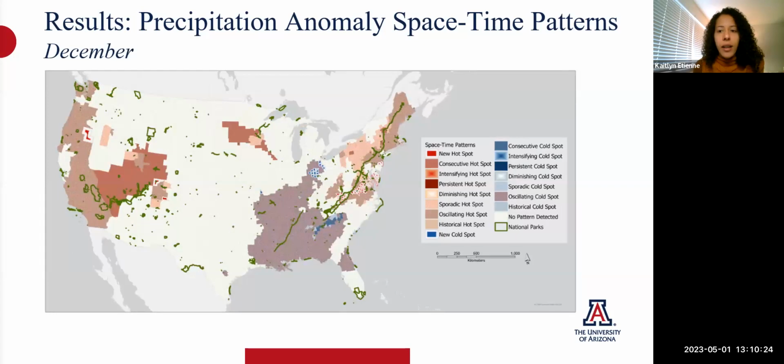And then finally, looking at December precipitation anomalies, I saw a large area of consecutive hotspots showing up in parts of the Southwest, which is right here. So these included Zion National Park, Glen Canyon, Dinosaur National Monument, and parts of Death Valley. And then over in the Mid-Atlantic region, you can see new hotspots showing up. And some of these are cropping up around the Appalachian Trail. And you can see further towards the north end of the Appalachian Trail, some consecutive hotspots as well for precipitation patterns.